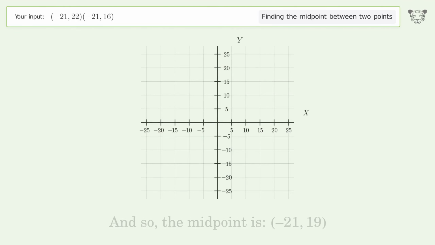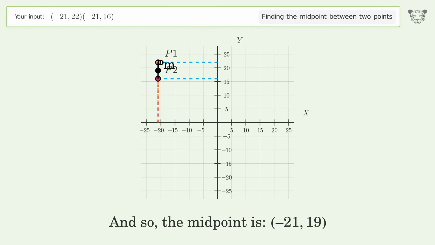And so, the midpoint is negative 21, 19.